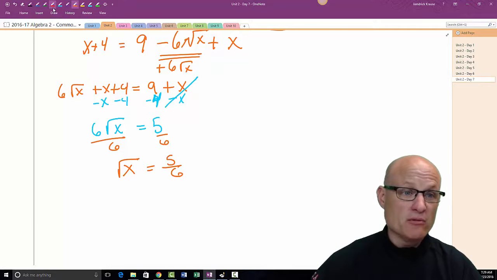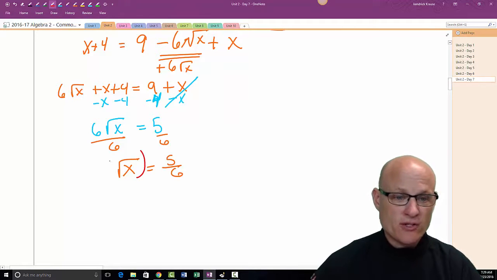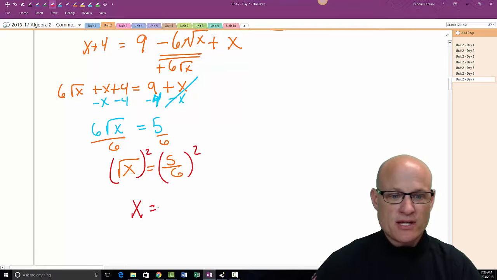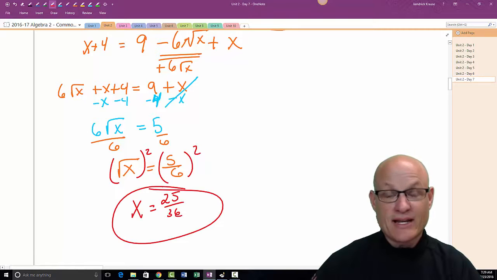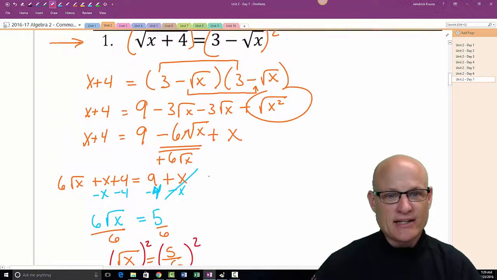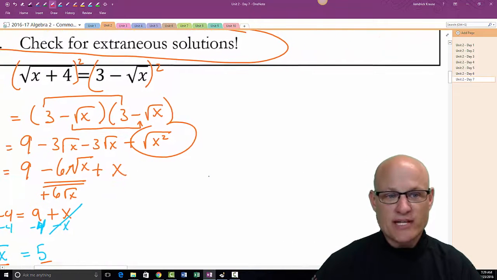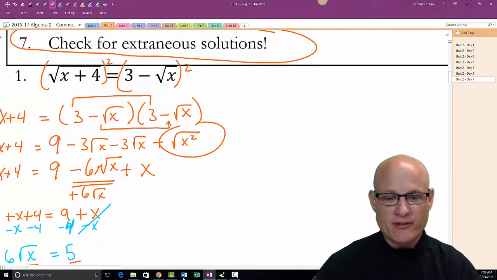How do I get rid of a square root? I square both sides. I'm going to square this side and square this side. And if you square 5, you get 25. If you square 6, you get 36. There's my answer. Now checking this one, I would definitely use my calculator.